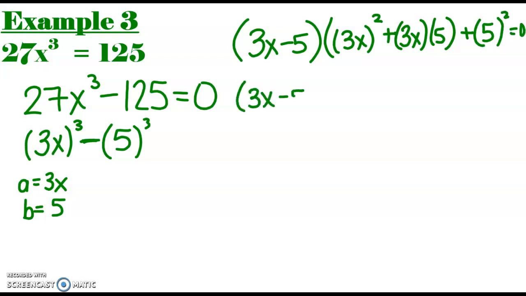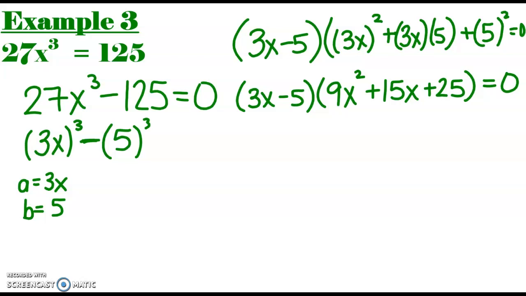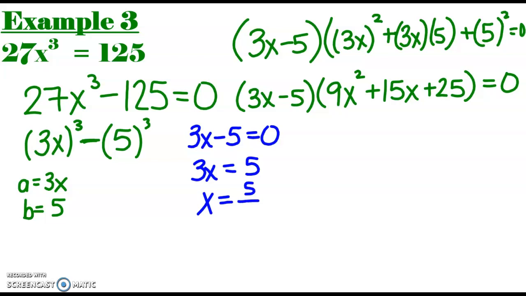So you have 3x minus 5. (3x) quantity squared is going to give you 9x squared. 3x times 5 is 15x. 5 squared is 25. So then our first factor, we've got 3x minus 5 equals 0. So we add 5, divide by 3 to get one answer of 5/3.